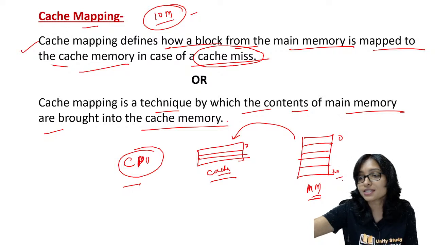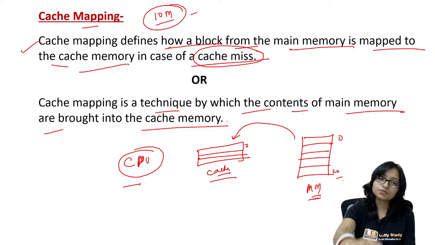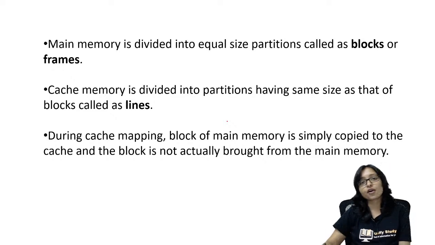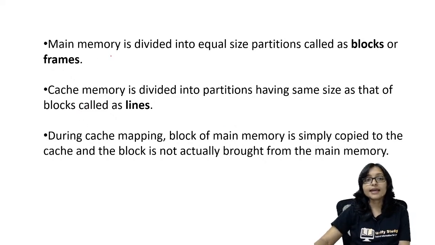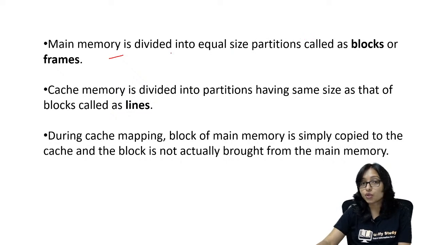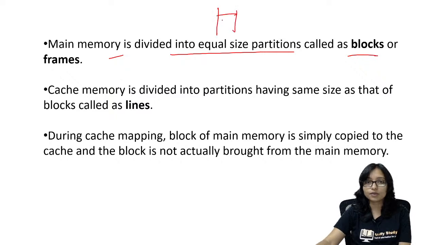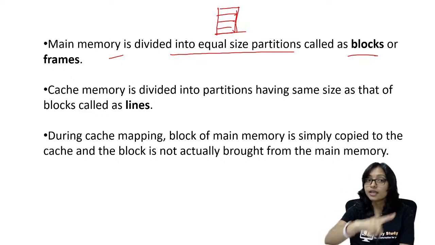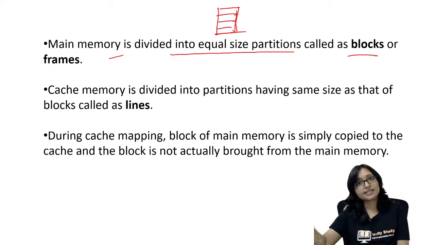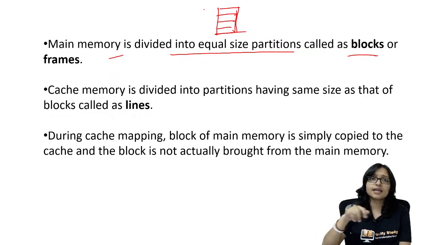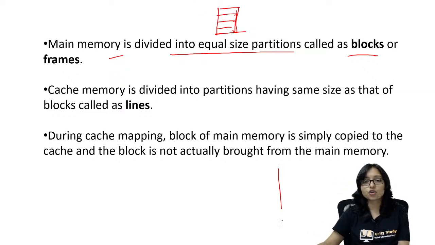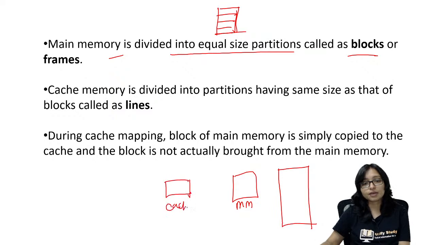Those who already watched the hashing, I hope you can relate the concept with hashing now. It will be exactly the concept of hashing. Here, the main memory is divided into equal size partitions, that is called a block. Now, this concept is related to paging. Okay, guys, all the concepts are related. Operating system paging is related because here we are working on main memory and the cache memory.